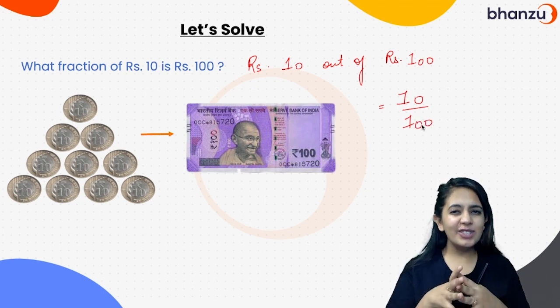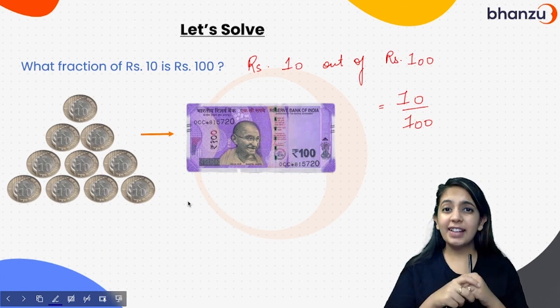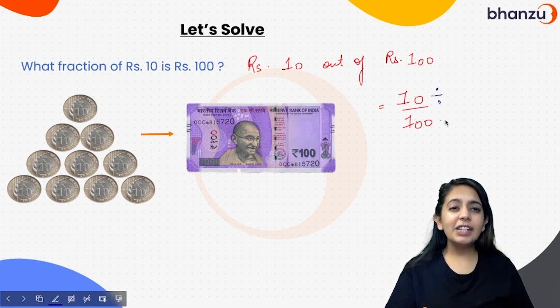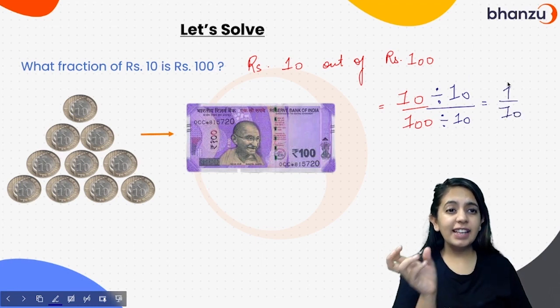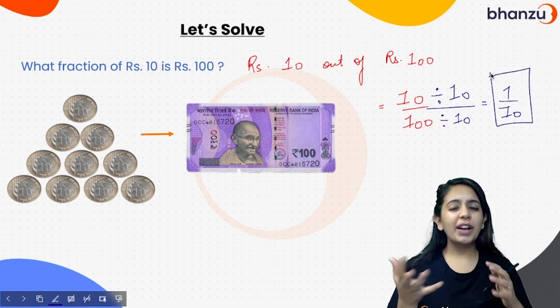Okay, 10 by 100 is not the lowest form. So we have to find the answer in the simplest form. And how do we do that? Remember, we can find its equivalent fraction by dividing the numerator and denominator both by 10 each. And what is the answer to this? The result is 1 by 10 because 10 divided by 10 is 1 and 100 divided by 10 is 10. So therefore the fraction is 1/10.